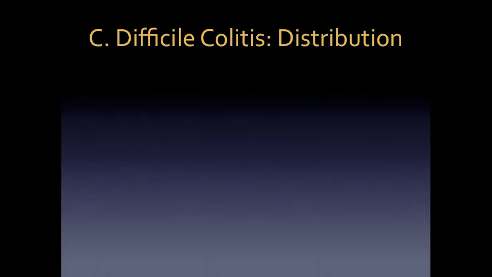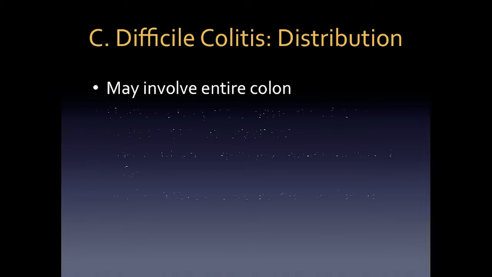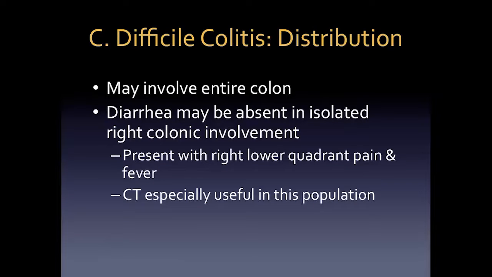The distribution of the abnormality. So in C. difficile, this can involve the entire colon, certainly. Infections can sort of do what they want. One point about distribution, though, that I think is important to us, in particular as radiologists, is that diarrhea can often be absent in cases where C. difficile is predominantly involving the right colon.